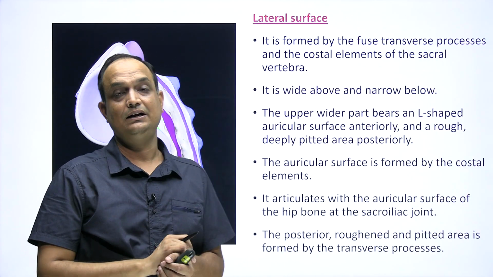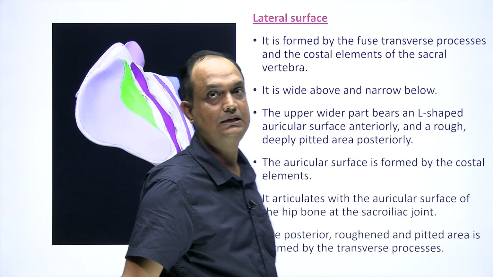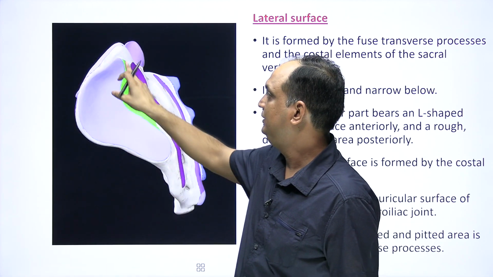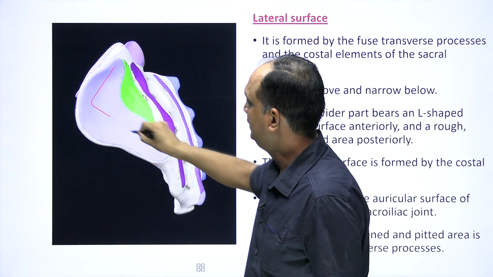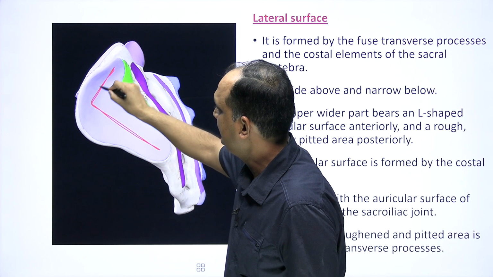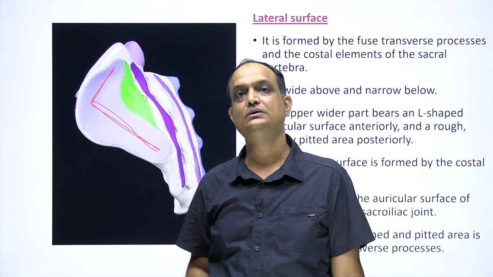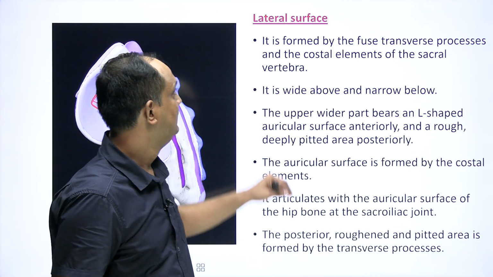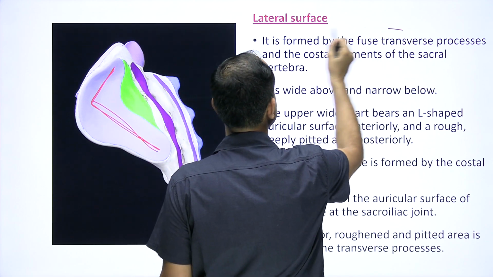Now we'll come to the lateral surface of the sacrum. When you see the sacrum from the lateral side, it has a very big auricular or L-shaped area. Now this L-shaped area is going to make a joint with the hip bone, and that is known as sacroiliac joint. So it is formed by the fused transverse processes and the costal elements of the sacral vertebrae.